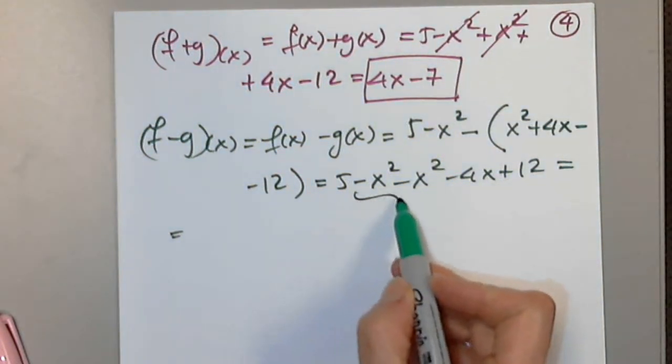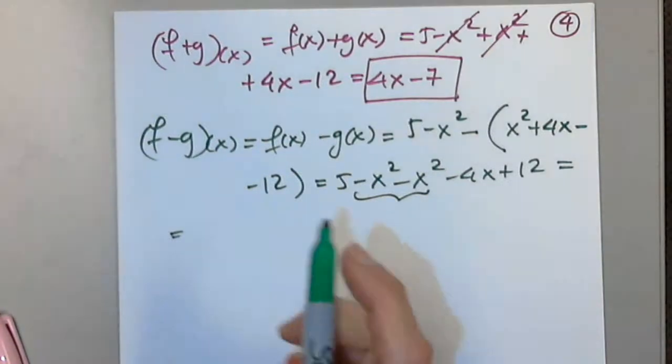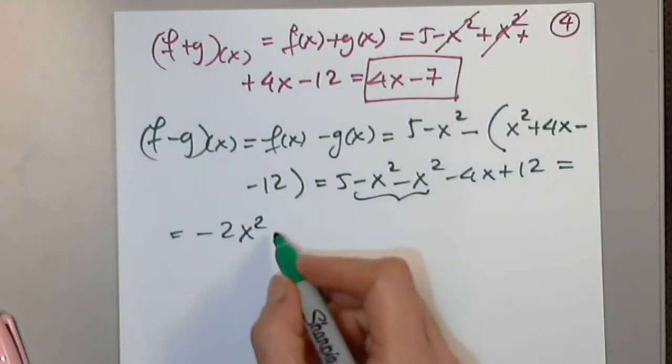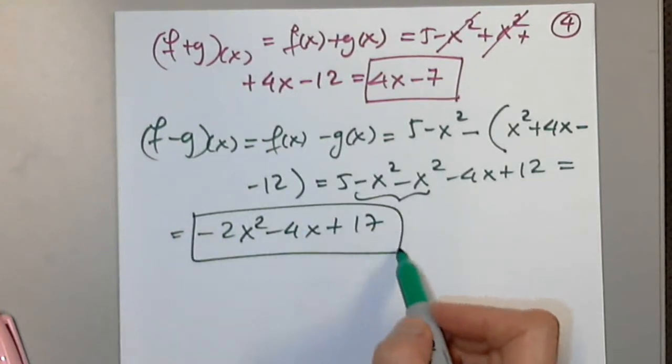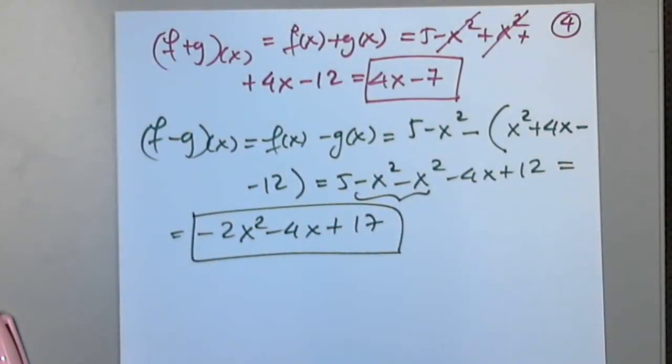In descending order, I start here, right? Negative 2x squared minus 4x and plus 17. What does this function represent? That's F minus G of X. Good. The next step. Let's find the product.